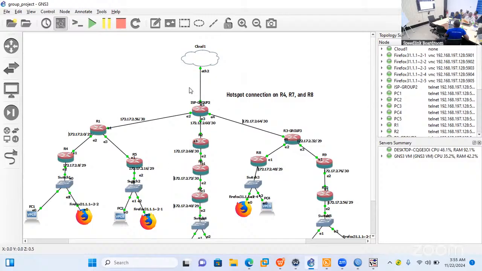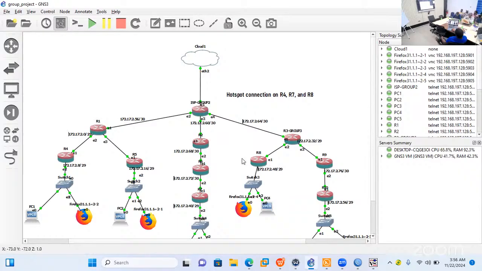Okay, this is a project carried out on GNS3. We actually identified networks that need 3 hosts and networks that need 2 hosts. If you check from R1, R4, connected to R5, they need 3 hosts. From the ISP to R1 needs 2 hosts. Same thing with R3 to ISP and R2 to ISP.